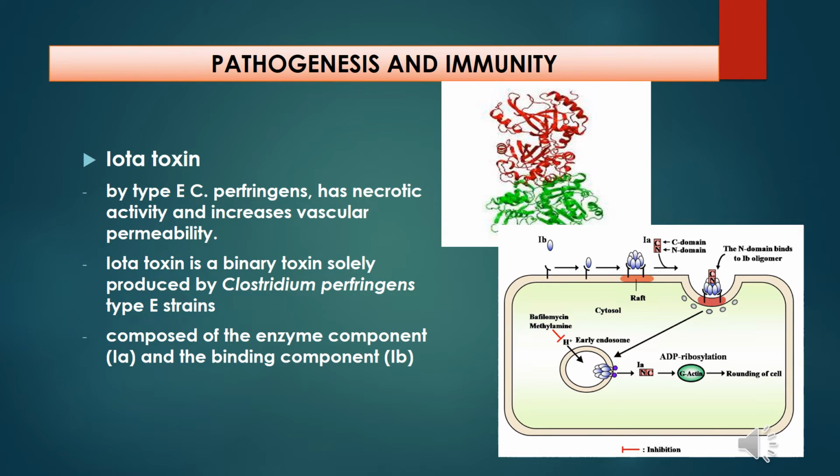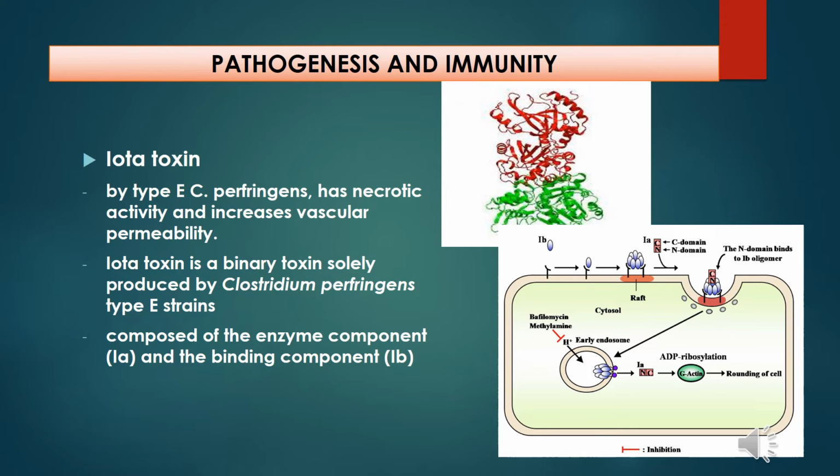One, we have the iota toxin, which is produced by the type E strains of Clostridium perfringens. It has a natriuretic activity and increases vascular permeability. The Clostridium perfringens iota toxin is composed of the enzyme component IA and the binding component IB. IB binds to a receptor on targeted cells and translocates IA into the cytosol of the cells. IA ADP-ribosylates actin, resulting in cell rounding and death.